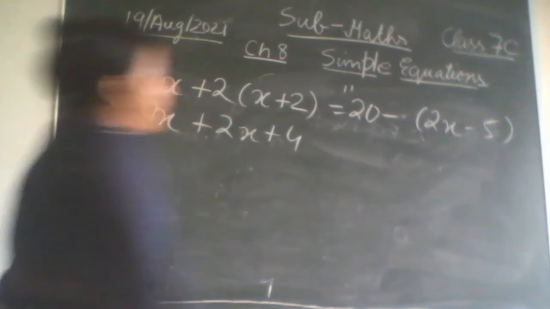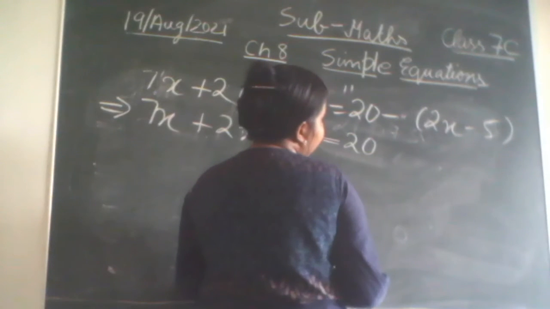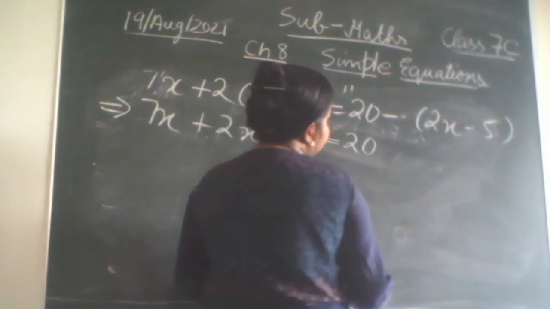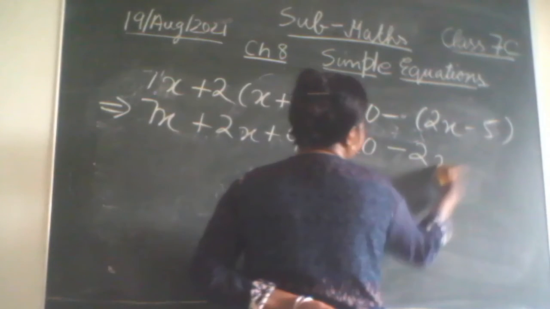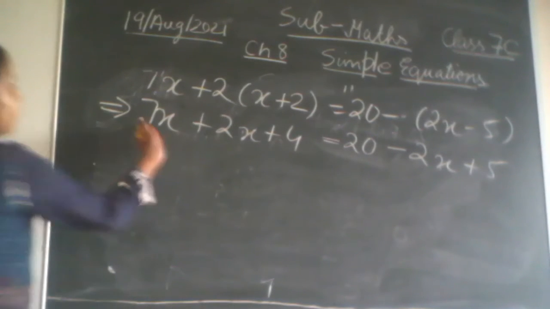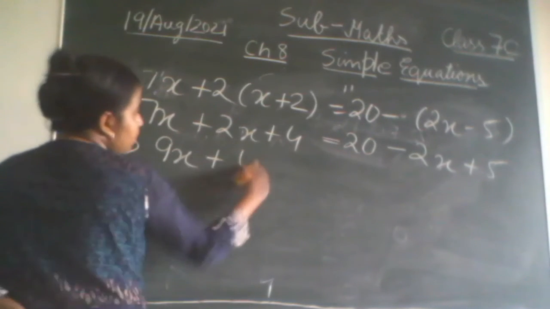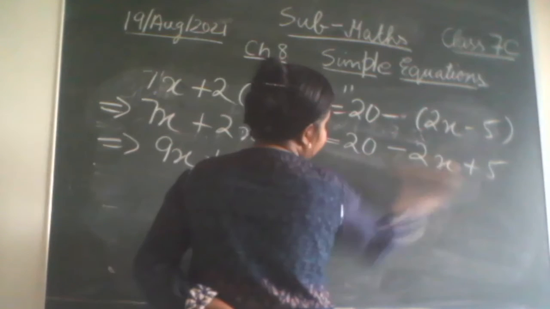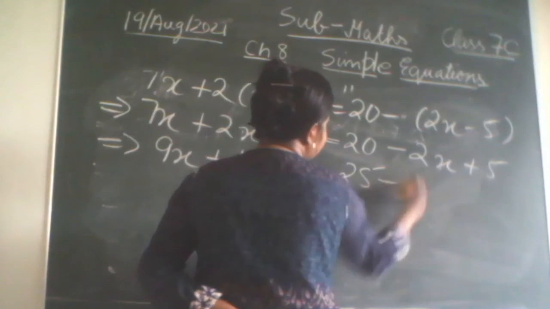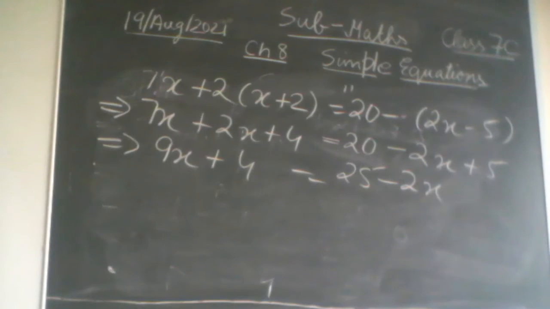Yes, ma'am. Here it is 20 minus 2x plus 5. Right or wrong? Correct. Then 7 plus 2 is 9x plus 4. And here it is 25 minus 2x. Right?